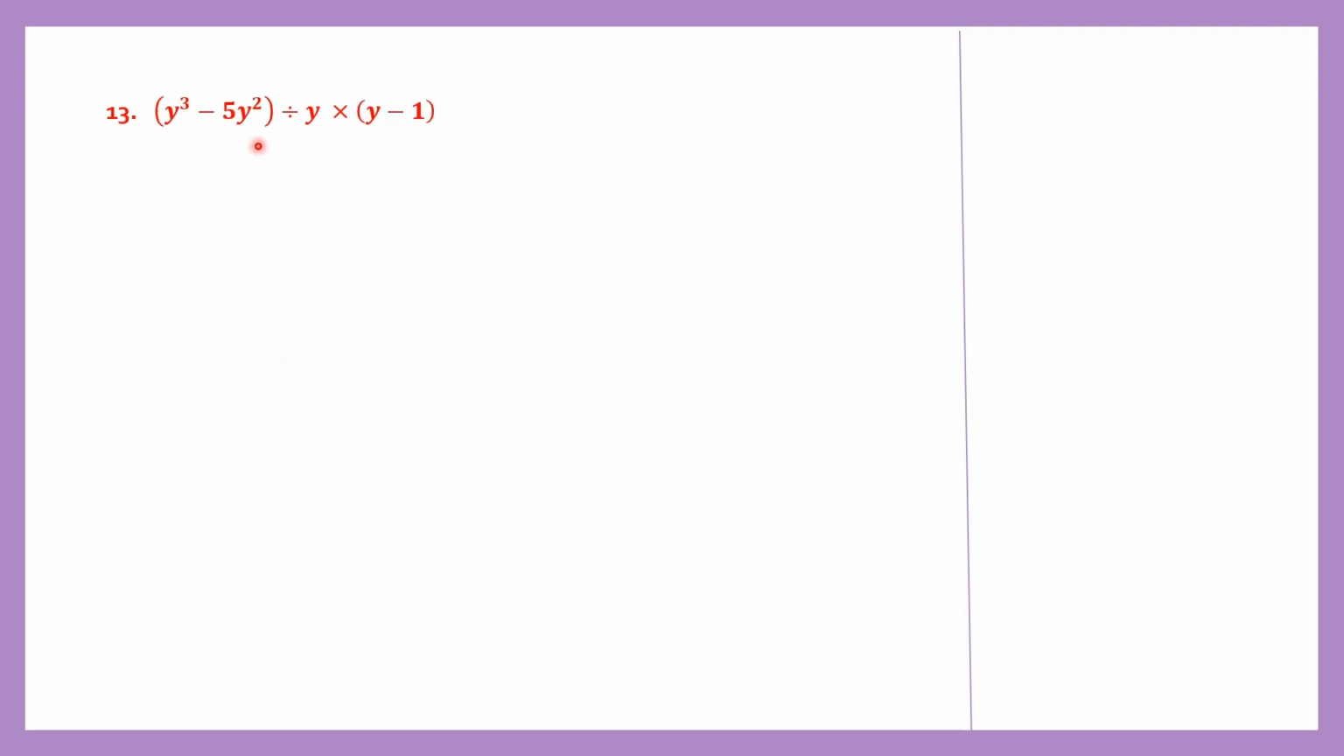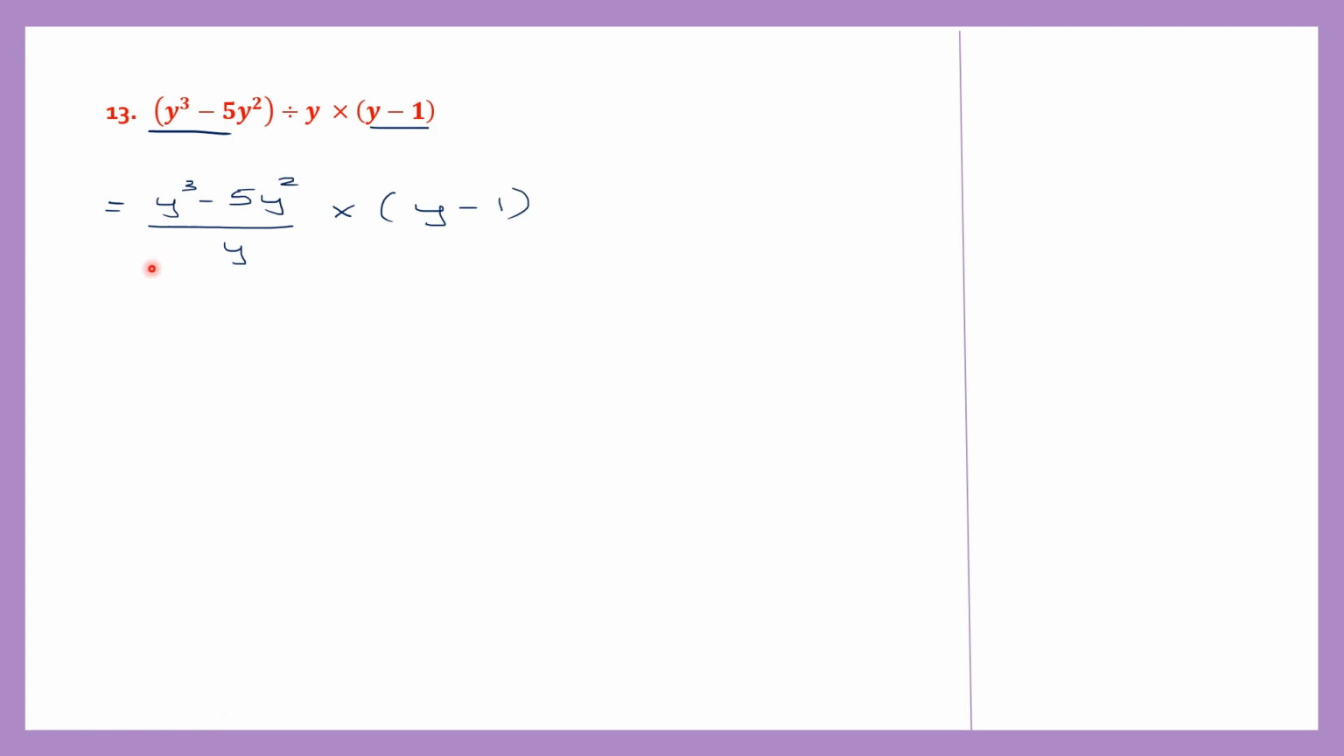Question 30. Here we have brackets, division, multiplication and brackets again. According to BODMAS, we need to work out brackets first. That is, we need to work out this and this. If you look carefully, these are unlike terms, so there's nothing to simplify inside. When we remove the brackets, we can write these as they are. So that will be y cubed minus 5y square. The next thing is divided by y into, again, y minus 1. There's nothing to change, so it remains as y minus 1. We'll keep the brackets there.